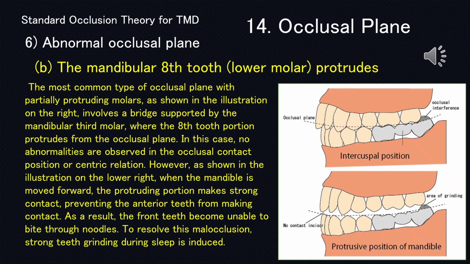However, as shown in the illustration on the lower right, when the mandible is moved forward, the protruding portion makes strong contact, preventing the anterior teeth from making contact. As a result, the front teeth become unable to bite through noodles. To resolve this malocclusion, strong teeth grinding during sleep is induced.